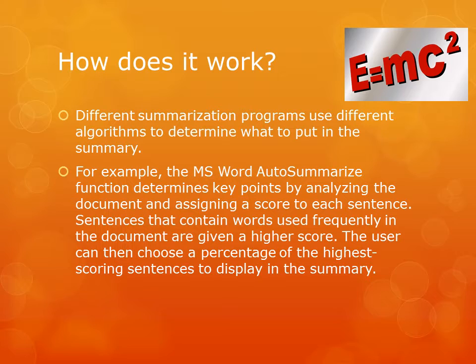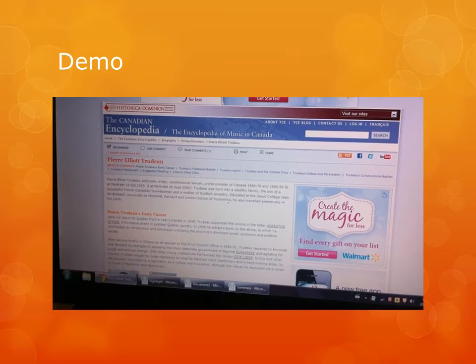So how does auto-summarization work? Different summarization programs use different algorithms to determine what to put in the summary. For example, the Microsoft Word auto-summarize function determines key points by analyzing the document and assigning a score to each sentence. Sentences that contain words used frequently in the document are given a higher score. The user can then choose a percentage of the highest scoring sentences to display in the summary.